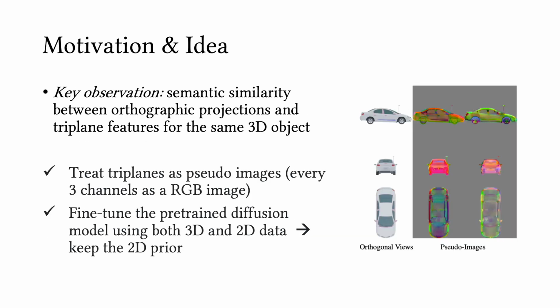The idea starts with a key observation. There is obvious semantic similarity between orthographic projections and triplane features for the same 3D object. We propose to treat triplanes as pseudo-images, where each of the 3 channels converts to an RGB image. This allows us to fine-tune a pre-trained diffusion model using both 3D and 2D data, thus retaining the 2D prior.